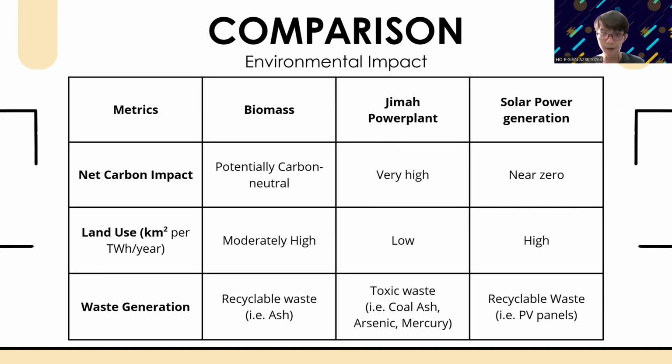The land use for the biomass power plant is relatively high due to its efficiency, and for the GMA power plant, the coal power plant, it is relatively low. And for solar power generation, it's quite high to achieve the required output due to its limited efficiency. In terms of waste generation, biomass generates recyclable waste, for example, ash. But the GMA power plant, which is a coal power plant, generates toxic waste such as coal ash, arsenic, and mercury. And solar power generation generates waste in the form of photovoltaic panels, which can be recyclable.